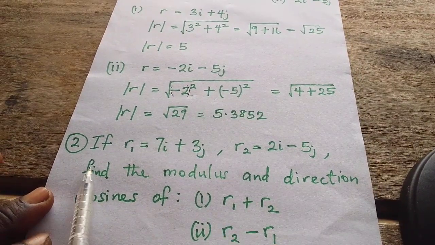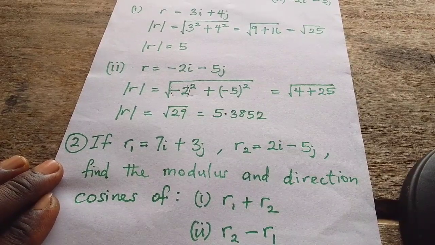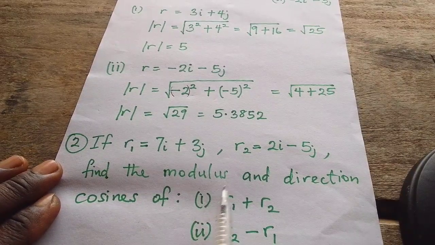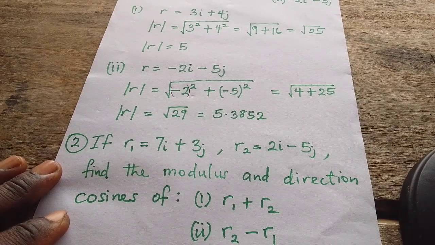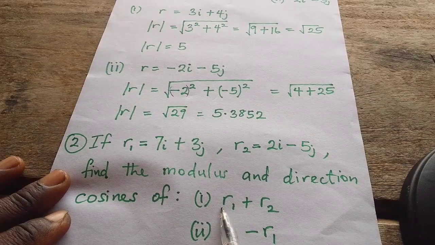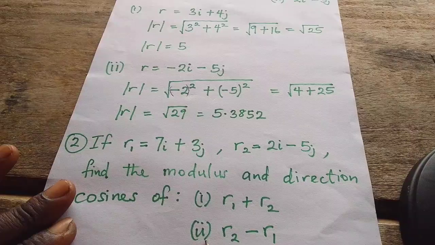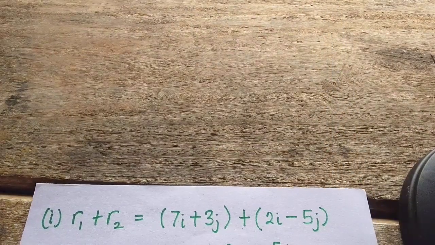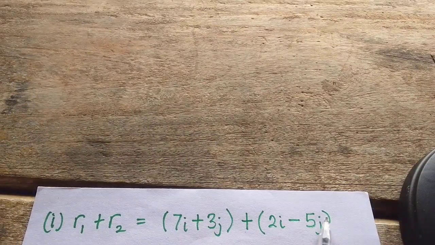The question says that if the vector R1 is 7i plus 3j and R2 is 2i minus 5j, find the modulus and the direction cosines. So first of all we are told that we need to add the vector r1 plus r2 and vector r2 minus r1. First of all you need to resolve the vector r1 plus r2. So this is your r1, this is the vector r2.